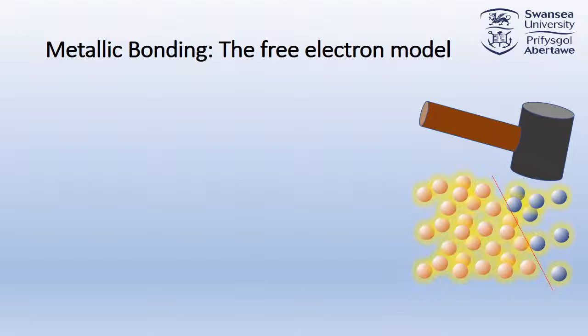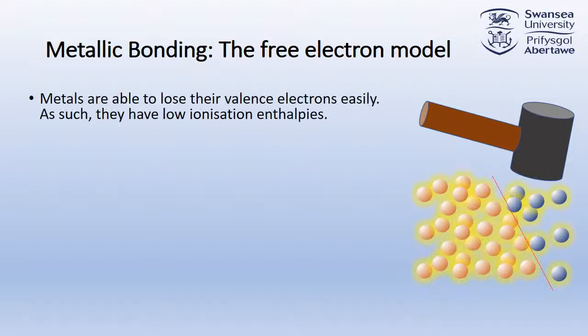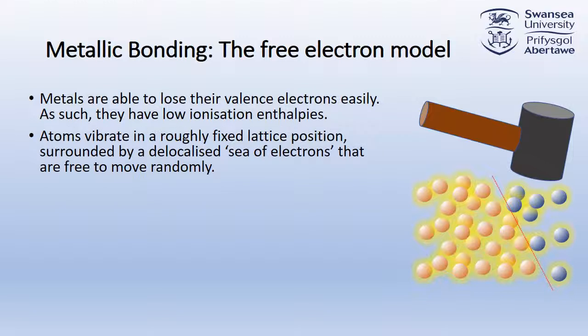So we all know from what we've already been taught previously that metals can really easily lose their valence electrons, and this is why if you apply a potential difference across a metal, the electrons will flow. So, as such, because they can lose these valence electrons really easily, they also have really low ionization enthalpies.